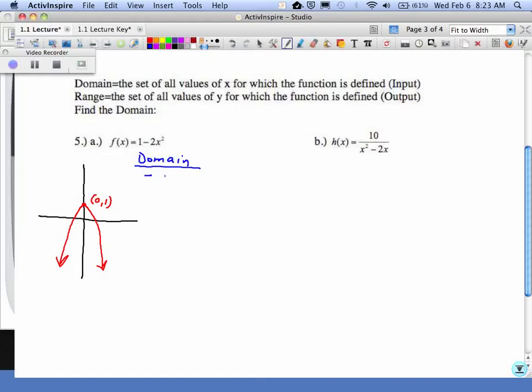Some of you will write negative infinity to infinity, parentheses on both, you can't use square brackets. Some of you might write all reals. So in other words, all real numbers can be used.